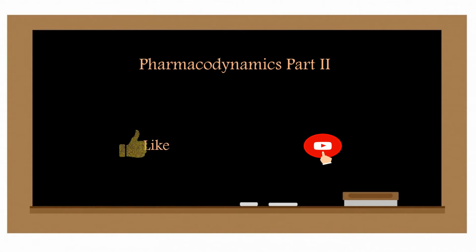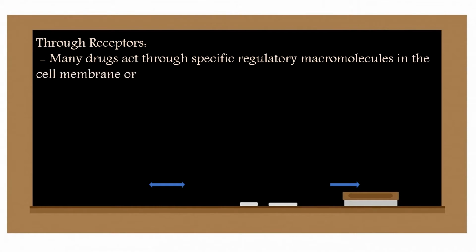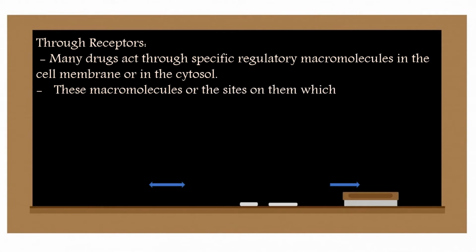Today we are going to look into the second part of Pharmacodynamics. In this video, we are going to see the mechanism of drug action through receptors. Many drugs act through specific regulatory macromolecules in the cell membrane or in the cytosol. These specific regulatory macromolecules are called receptors.